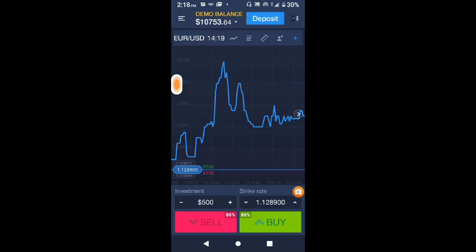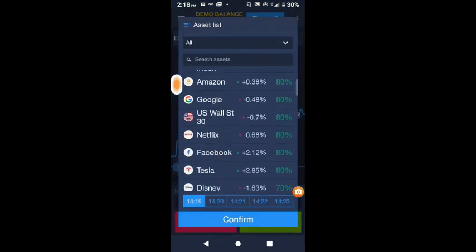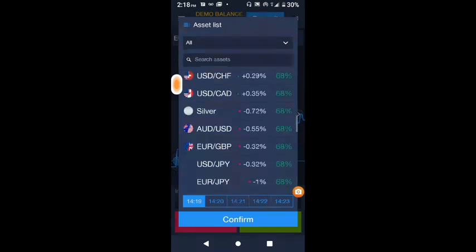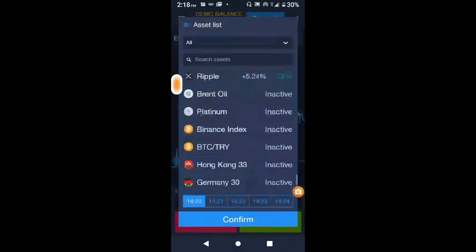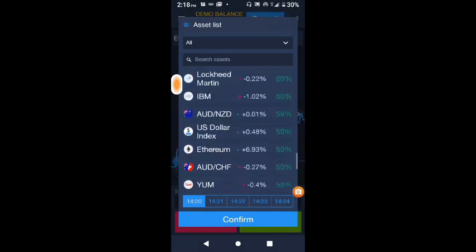Alright, so we're going to trade different stocks now. This is the market that's open now. You see the percentages in green. Amazon is open, US Wall Street is open, Facebook, Tesla open, continue down. What you see inactive now is the oils and platinum, and anything that is inactive here you can't trade at this point in time, but everything else you can.